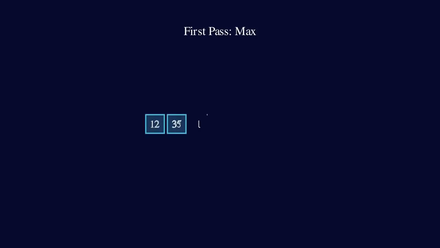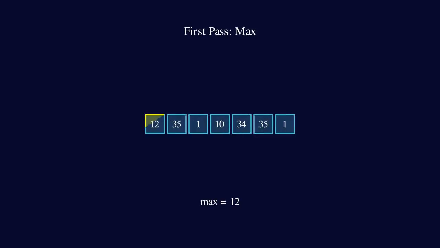First pass is simple. Walk through the array once and track the largest value. Start with the first element or -infinity. For each number, if it's bigger than your current largest, update it. At the end of this pass, you know the array's maximum.